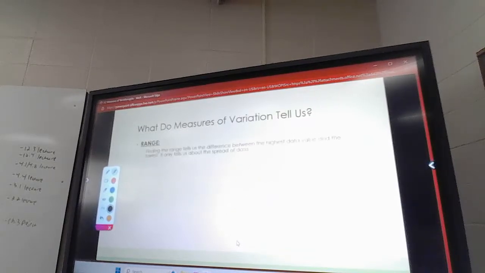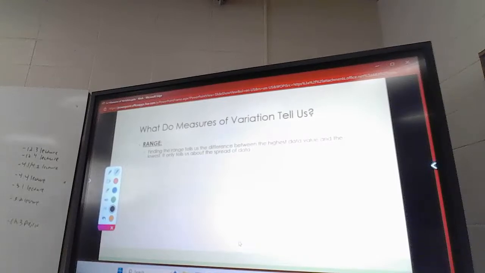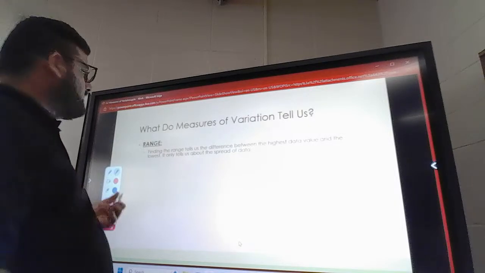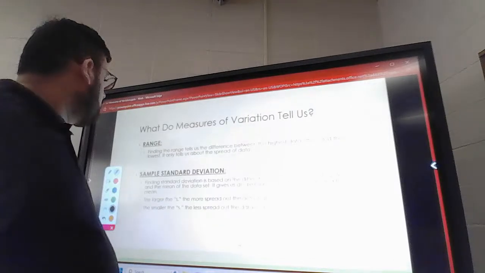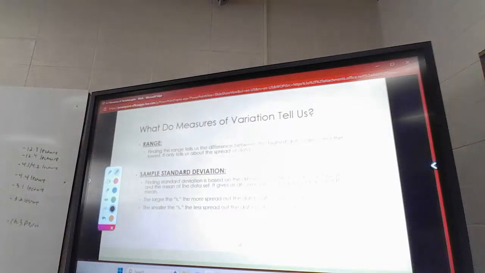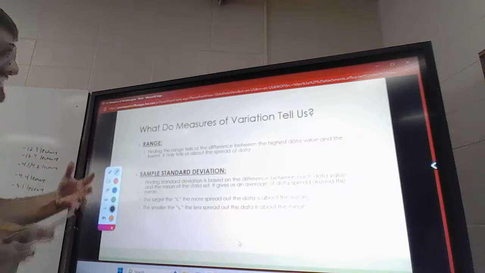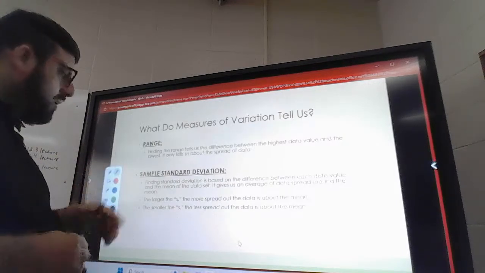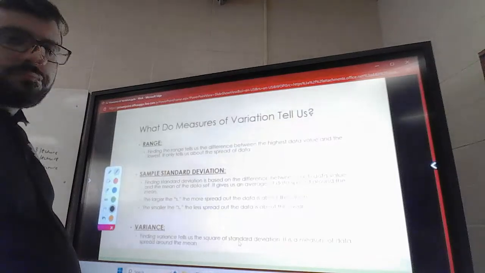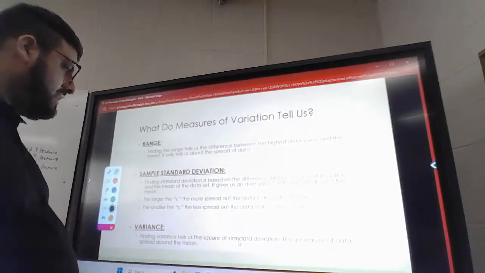What do these measures of variation tell us? Obviously, the range tells us about the difference between the highest value and the lowest value. At its basic level, it only tells us about the spread of our data. Sample standard deviation gives us an average of the data spread around the average. Again, the larger it is, the more spread out the data is about the average. The smaller, the less spread out. And variance tells us the square of your standard deviation.